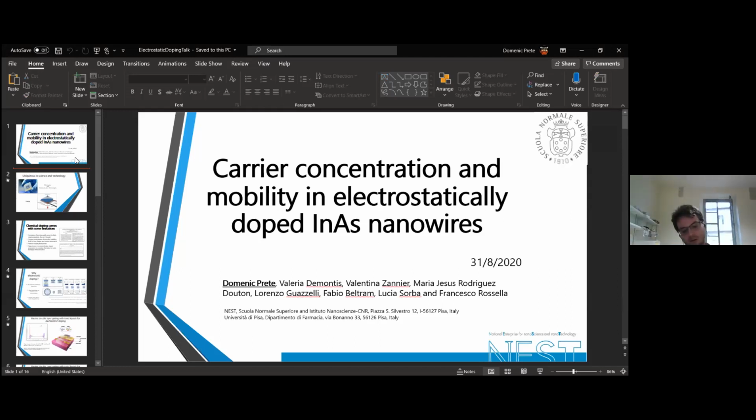Yeah, no, the contacting of indium arsenide nanowires has been performed by employing a passivation solution based on ammonium sulfide. So basically we have this passivation solution. We dip the nanowire after the development of the EBL in this solution, which etches the native oxide of the nanowire.